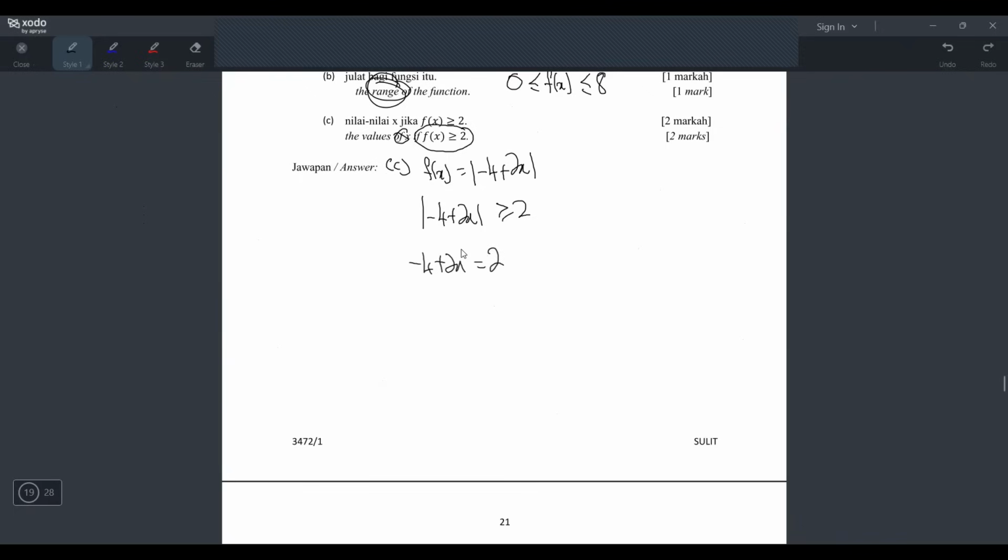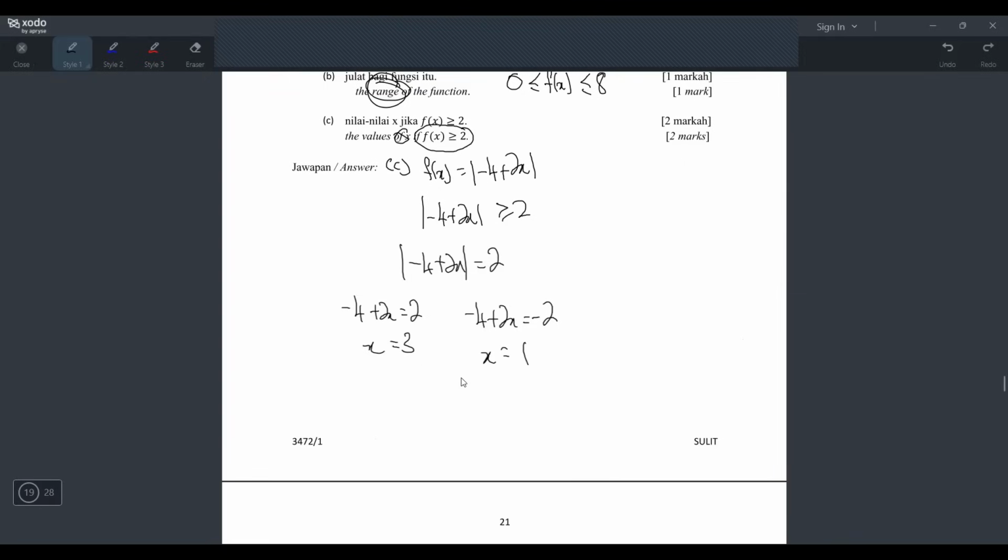Because if you don't change to equal, later you will get confused and do the wrong thing. So you change to equal first, get the two answers first. Why do I say two answers? Because of the modulus, you have to open the modulus. So it becomes one answer 2, another one is -2, and there will be two x answers. The first answer will be 2 plus 4, 6 divide 2, 3. The other answer is -2 plus 4, 2, divide 2, 1.